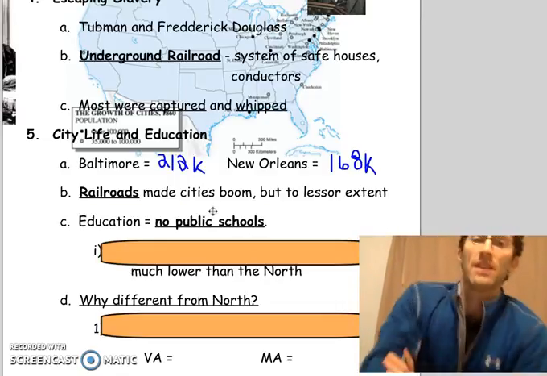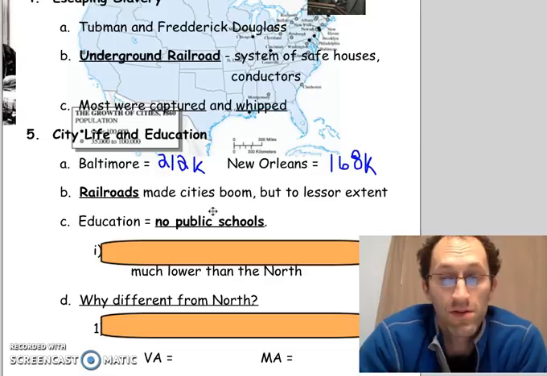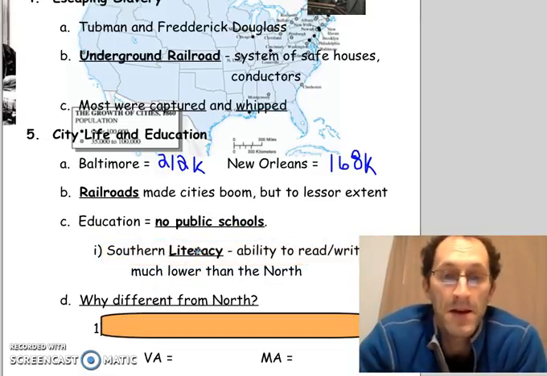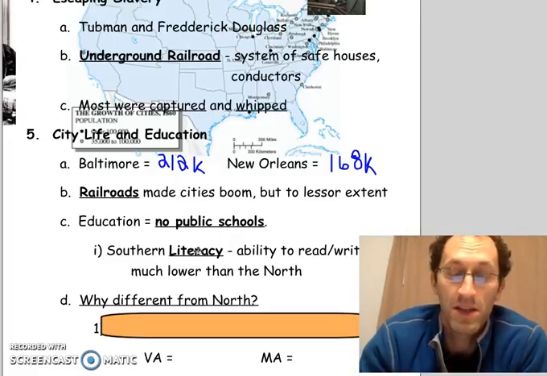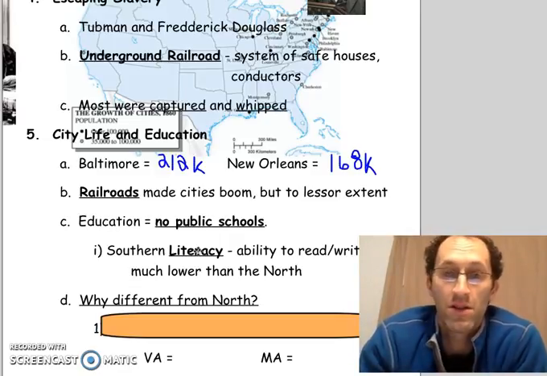Okay, let's move on to education. Education in the South was very different. There was less access to education. There were no public schools, which was one of the first things to note in the South. Southern literacy as a result would obviously be way lower than that in the North. A lot of kids were needed to help work on the farms. So literacy, the ability to read and write, was much lower in the South.